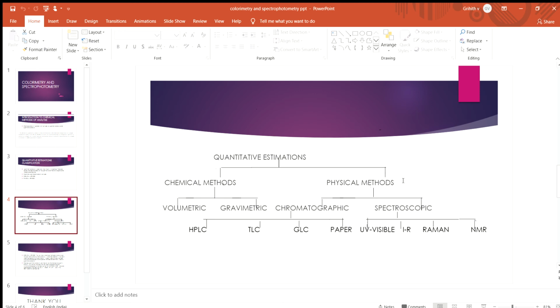So what is the electromagnetic spectrum? The arrangement of all types of electromagnetic radiation in order of their increasing wavelengths or decreasing frequencies is known as the electromagnetic spectrum. In that electromagnetic spectrum, generally we'll be writing increasing wavelength and increasing frequency.